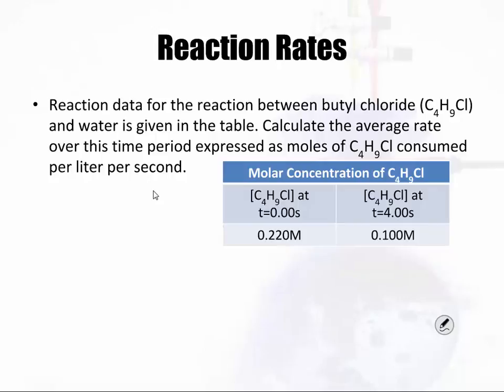So again, we're going to take our final minus our initial. So to get the rate, we're going to take our final concentration, 0.1, minus our initial, so at time 0, 0.22, divided by the change in time. So we went from 0 to 4 seconds. So final 4 minus initial 0.